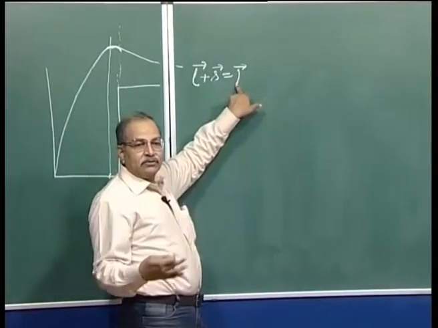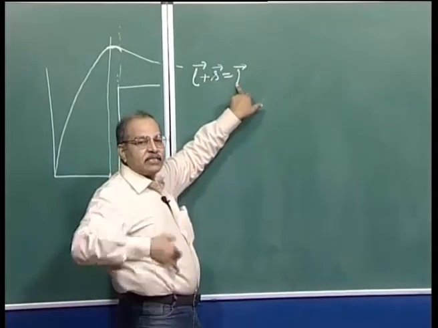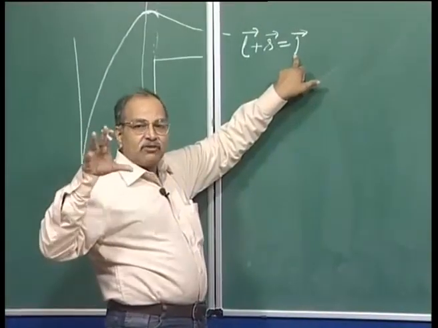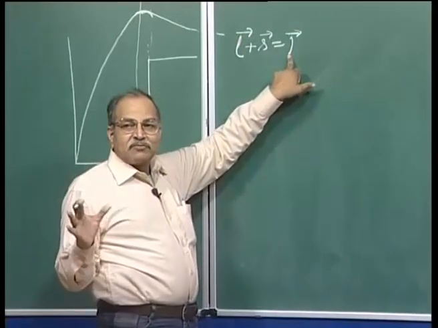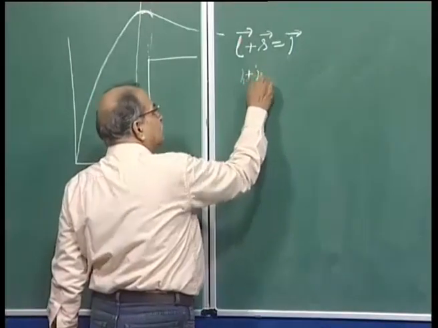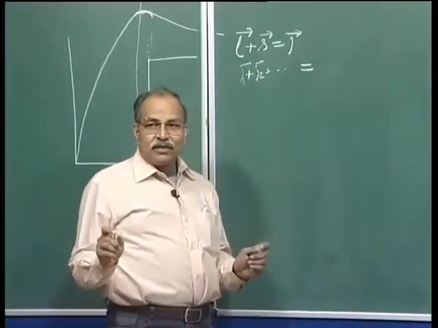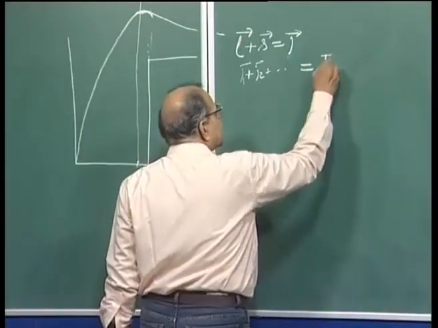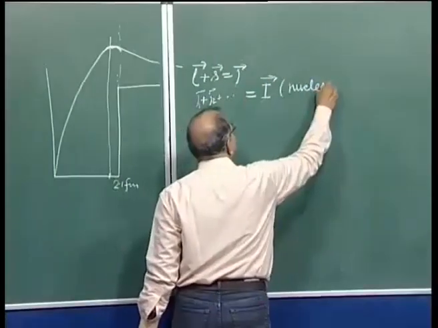But then there are many nucleons. So you will have J1, J2, J3, J4 and so on. All these will also couple if there are corresponding interactions, and give you a final total angular momentum of the nucleus. That is denoted by the capital letter I, and it is given the name nuclear spin.